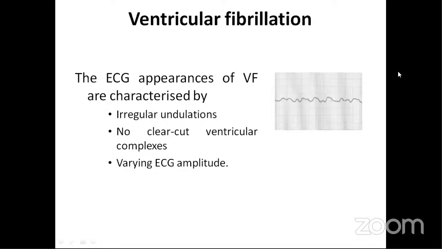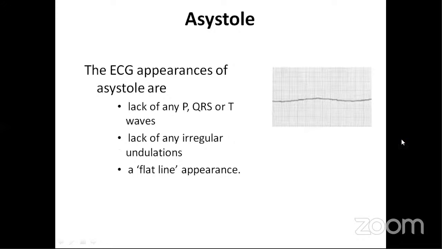And ventricular fibrillation. The characteristic is first irregular undulation, that is movement, and no clear-cut ventricular complexes, and varying ECG amplitude. So it is like noise. Irregular movement is there, and there is no QRS complex, no ventricular complex. These are the characteristics of ventricular fibrillation, an abnormal condition of ECG.